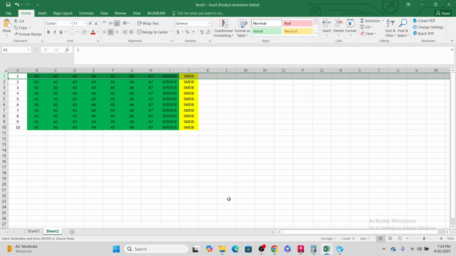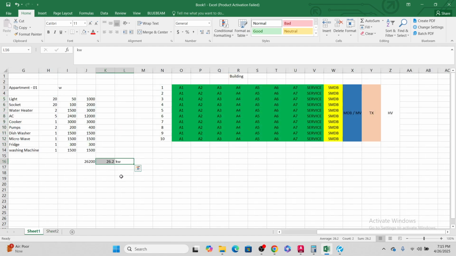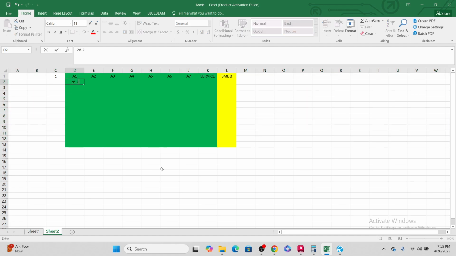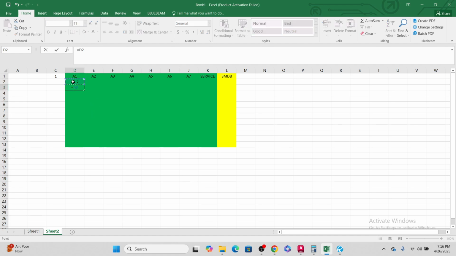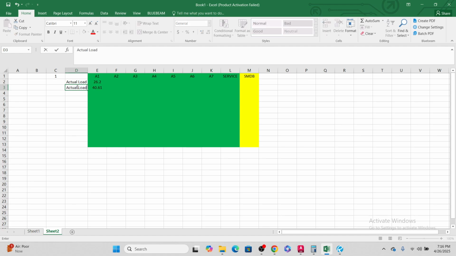Okay, enter. Insert. I will just recreate. Let's calculate one, then we will go to the old one. So I have actual load 26.2. So let's go to this one. This is actual load, 26.2. So we can copy later. And then actual ampere, this is multiplied by 1.55. Okay, this is actual load. Actual amp.